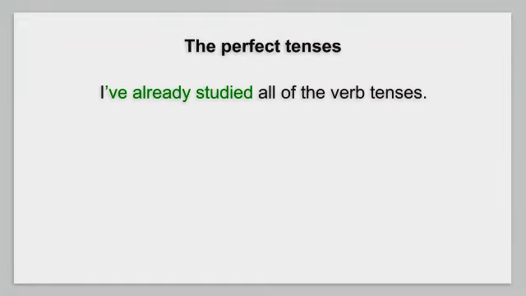The perfect tenses usually show the relationship between 2 different points in time. The perfect tense is used to express that one thing happens or happened before another time or event. Use the present perfect to show something happened before now. The exact time is not important. I've already studied all of the verb tenses. I used the present perfect to show that I studied the tenses sometime before now.